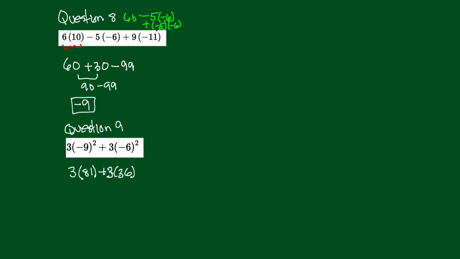Now I've got a multiplication, an addition, and a multiplication. Let's do these multiplications first. So we'll do that one, then we'll add, then we'll do this one here. 3 times 81, 243, plus, now 3 times 36, 108. If you need a calculator, that's okay.